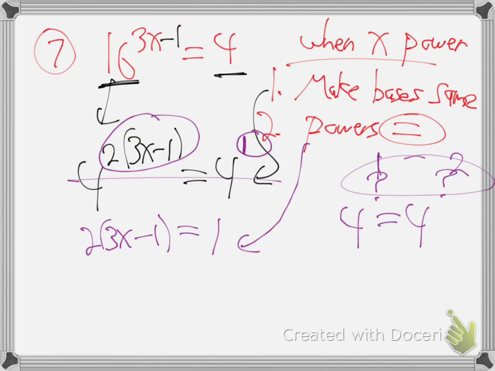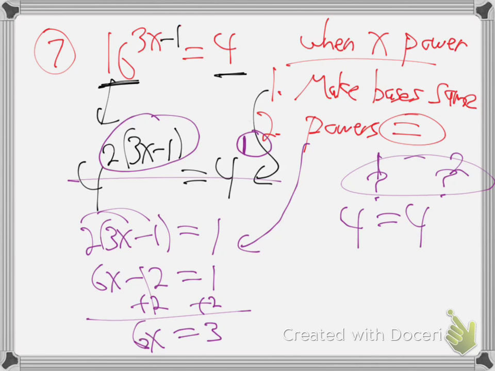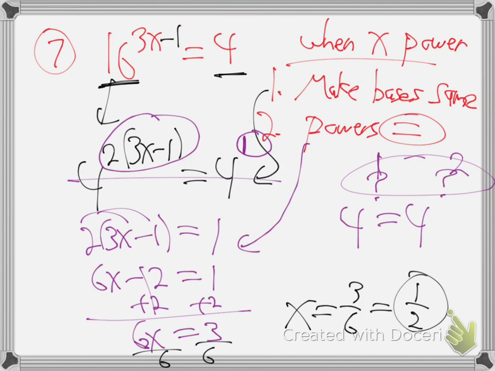And now you can just solve for x. So in other words, distribute. That'd be 6x minus 2 is 1. Add the 2. 6x is 3. What's the last step to get x alone? Divide by 6. So x is 3 sixths. Reduce it. It's a half, as we observed. So the answer is a half. Did that make sense? We'll do it a few more times.